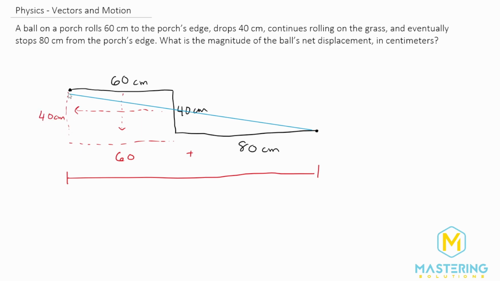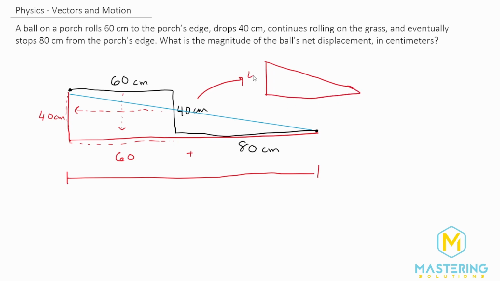Now what we just did is create a triangle. So let's redraw this triangle to simplify what's happening, because as we talked about, the picture is really confusing. We know this is 40 centimeters. And this distance right here, as we just discussed, is 60 plus 80 centimeters, so that will be 140 centimeters.